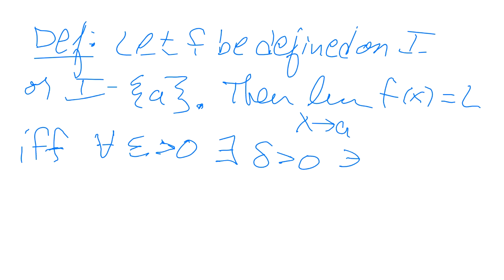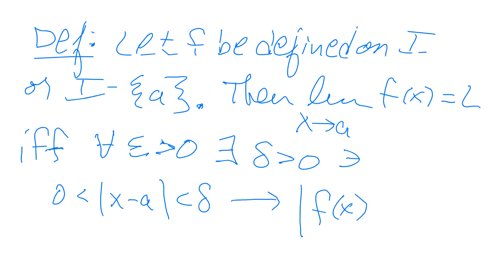So I'm going to read this second sentence again. So far I've got: the limit as X approaches A of f of X exists and equals L if and only if for all epsilons greater than 0, there exists a delta greater than 0 such that 0 is less than the absolute value of X minus A is less than delta implies, or guarantees, that the absolute value of f of X minus L is less than that epsilon.